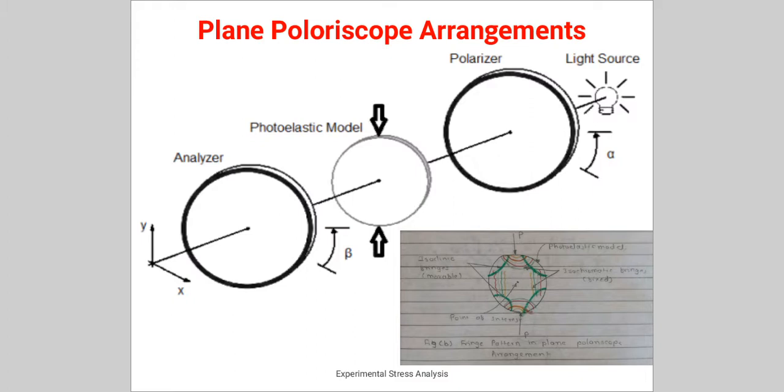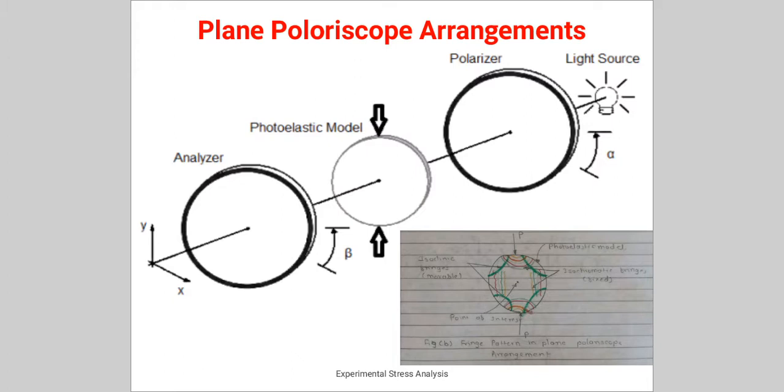Suppose once again we apply some amount of load on the photoelastic model. Some fringes are developed at the four corner sides, which are shown in this particular figure. That means at the four corner sides, the green fringes are there. Due to the clockwise rotation, two fringes start moving towards the point of interest. So initially your pointer is exactly at zero.